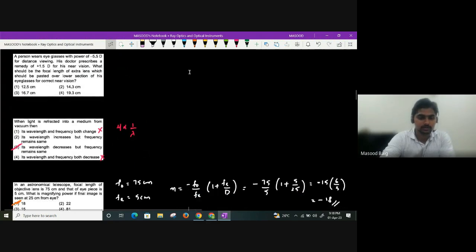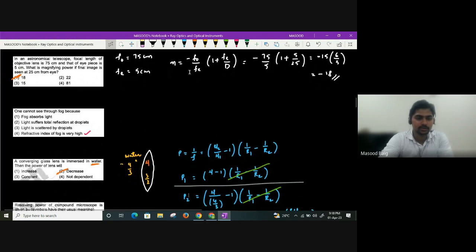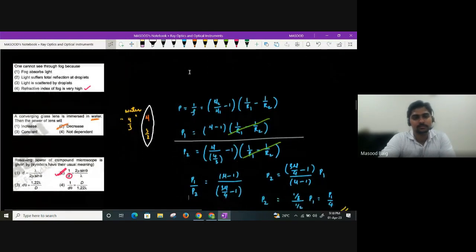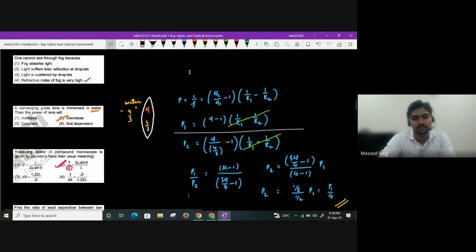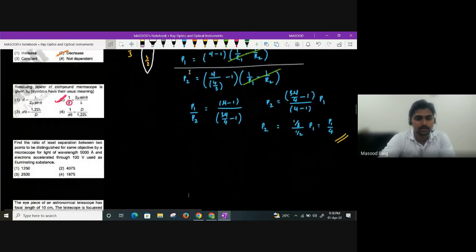Okay, I'll just discuss this question. One cannot see through fog. You have said refractive index of fog is very high. Is that correct? Again, NCERT question only. It's correct, guys. Now, let us try to understand the next question.